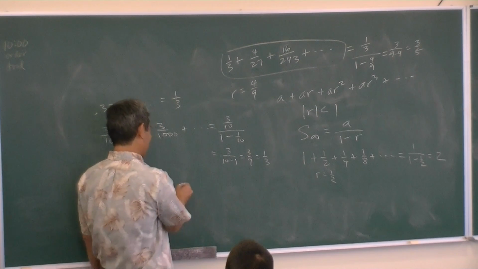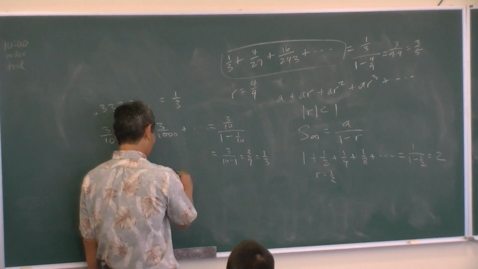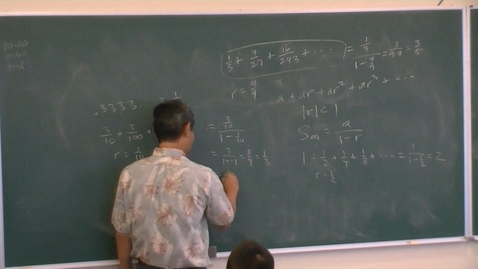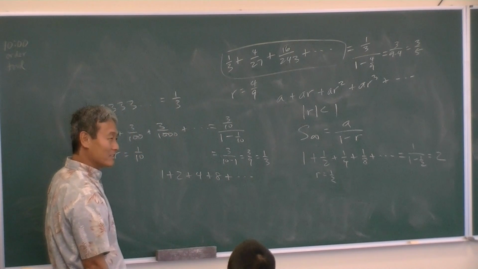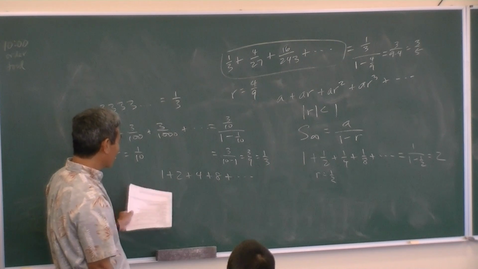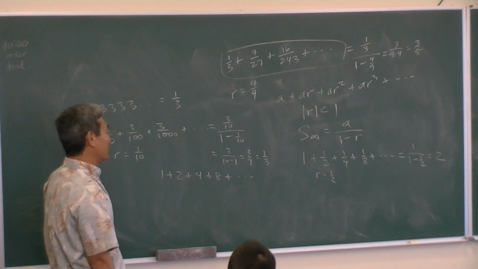For example, what if you had this? 1 plus 2 plus 4 plus 8 plus dot dot dot. Is that a geometric series? What number do I keep multiplying by? Okay, we keep multiplying by 2.